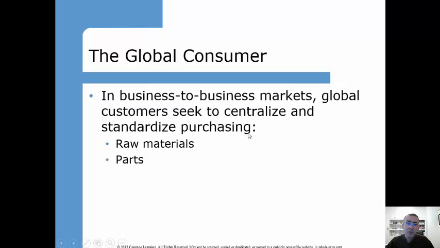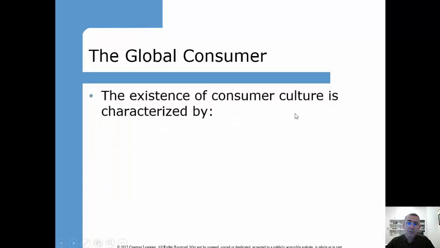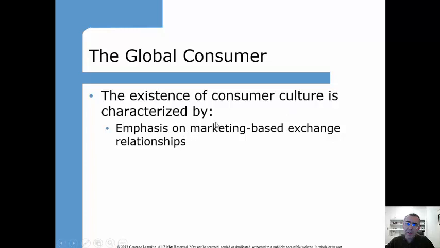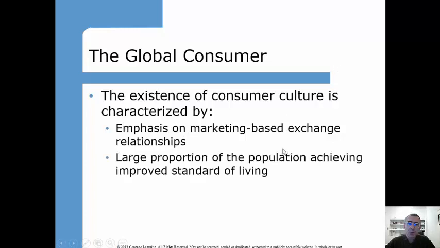So your raw materials, your parts, your components, finished goods, all of these things, you're going to try to keep them centralized. There is a consumer culture characterized by the emphasis on marketing-based exchange relationships. A large proportion of the population achieves an improved standard of living, which means that consumer culture is exhibited in many countries where people have a little bit more money, the disposable income goes up, and the marginal propensity to consume also increases.